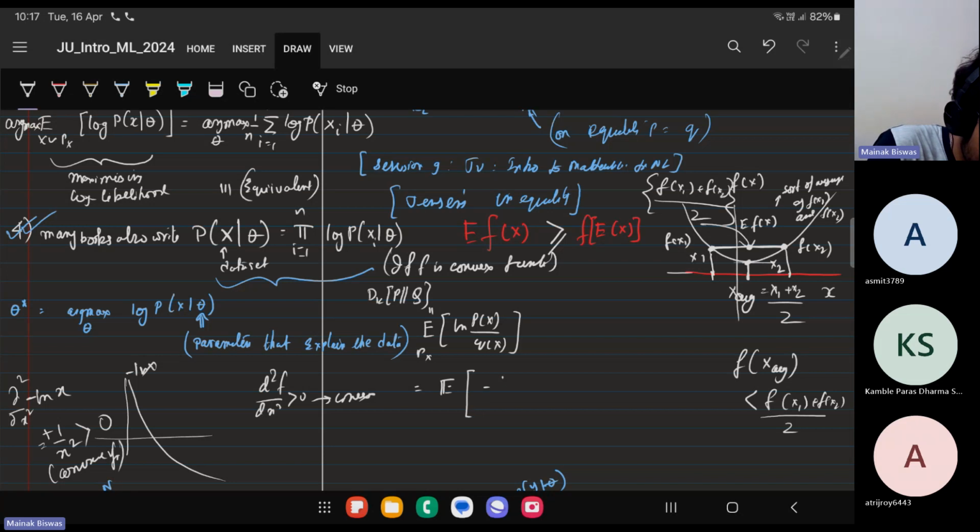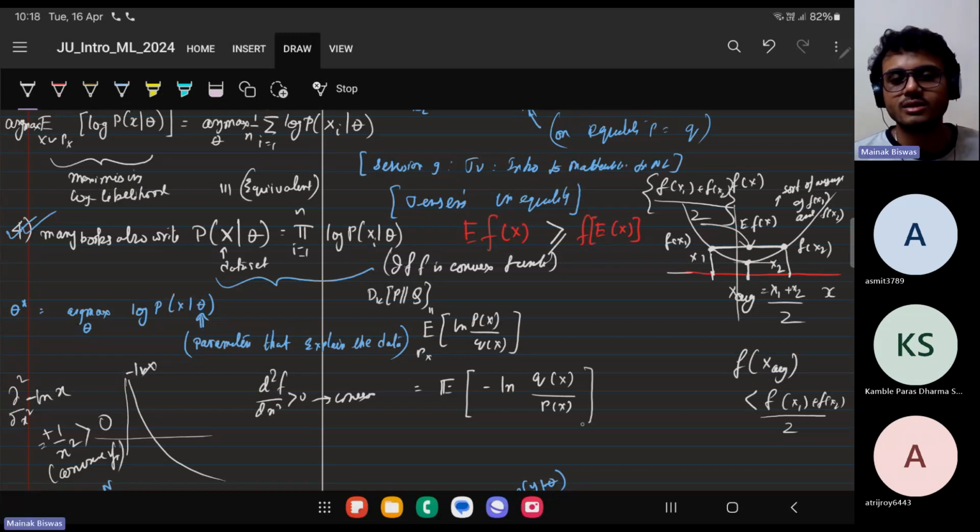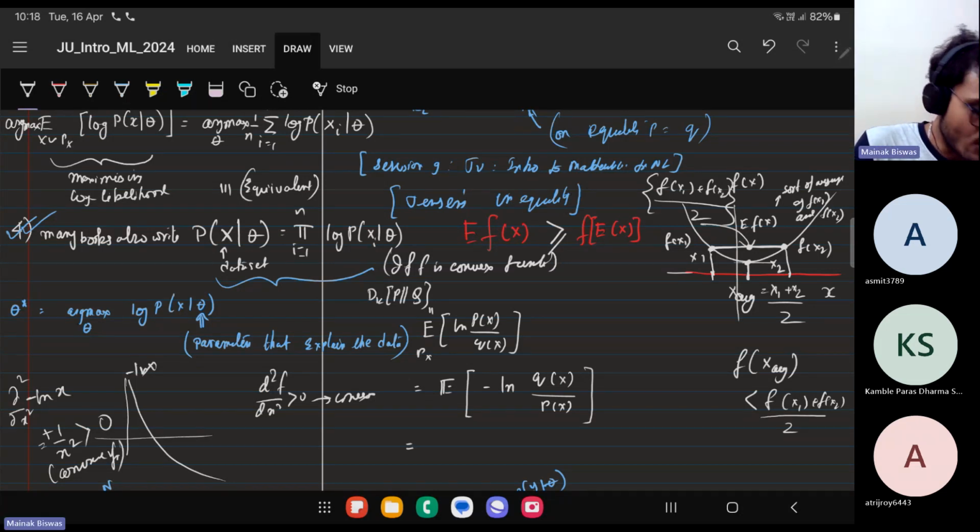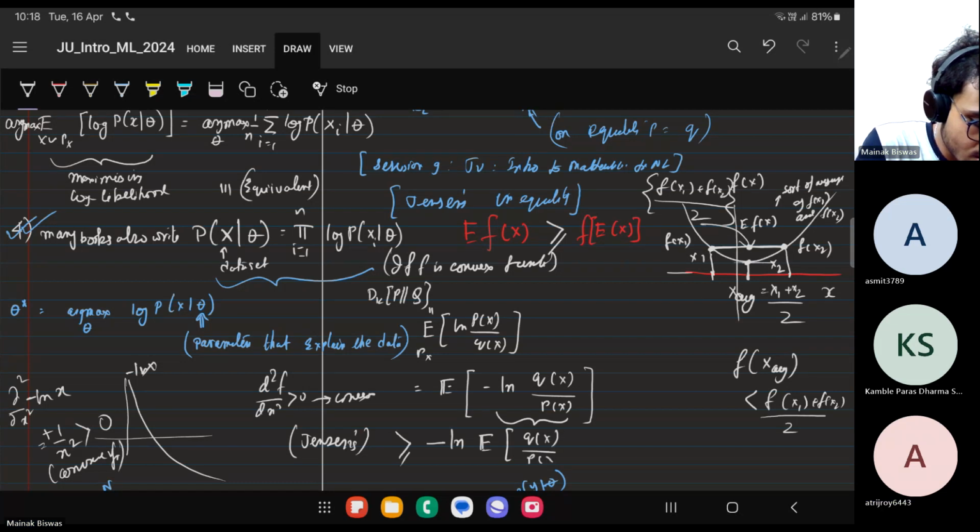What will I do to the interior of the expectation? Correct? Is it okay? Now it is a convex function. What can I do? The expected value of f of x, I can write using Jensen's inequality as minus log of expected value of qx by px.